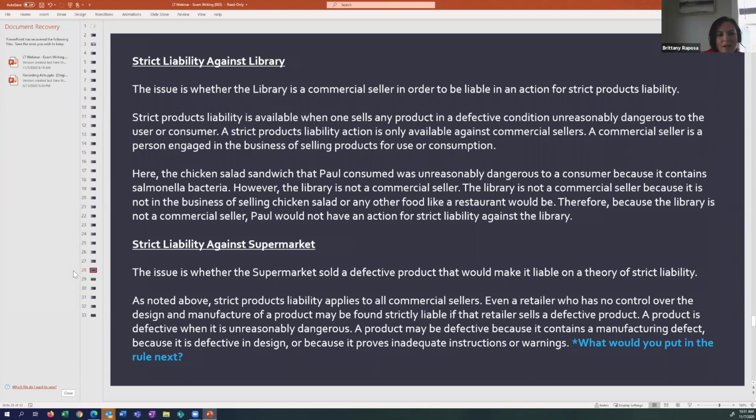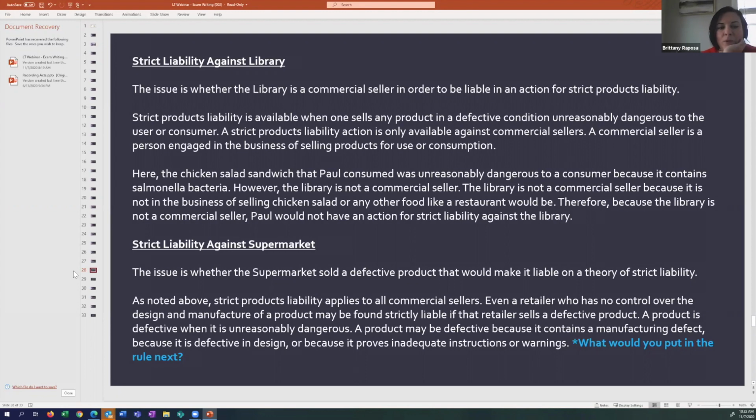Yeah, so this is just an example of everything we've been talking about, and it's a fuller type of issue where we can see headings, issue statements, analysis and conclusions. This is a torts essay asking whether entities can be subject to strict liability, and the student separated strict liability against the library and then against the supermarket. There are nice rule statements here written from general to specific, and so this is another good example of a rule statement.